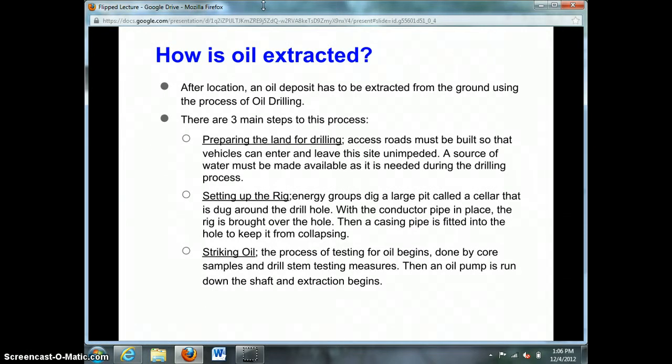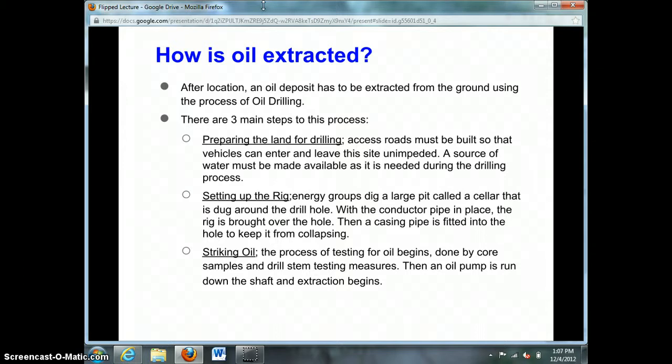Now, the extraction of oil. After the location of an oil deposit is determined, the process of oil drilling is used to extract it. There are three main steps to this process. The first is that the land is prepared for drilling. Access roads must be built so that vehicles can enter and leave the site. Then a source of water must be made available because it's needed for the drilling process.